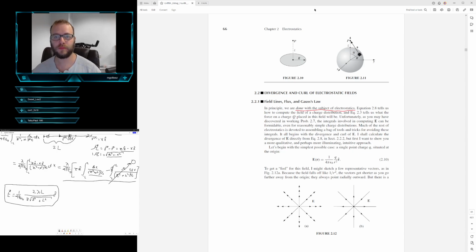Like Griffiths says, this is basically all there is to electrostatics. You have a distribution of charges. Sorry, just electrostatics. No magnetic charges, nothing moving. You have a bunch of electric charges.